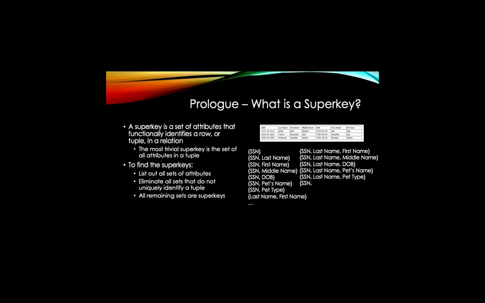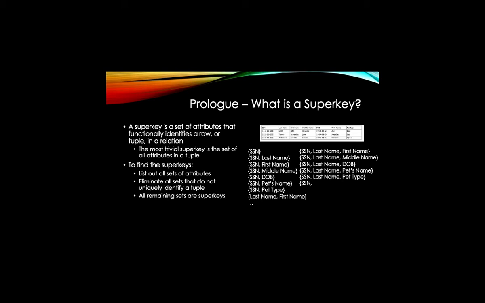That seems like a lot of work, and it is. It's not necessarily important to do that, but we do need to at least sit down and go through some type of exercise around what are the things that uniquely identify a tuple. And to do that, we take all of these combinations that we come up with, and then we go through and eliminate all the sets that do not uniquely identify a tuple.